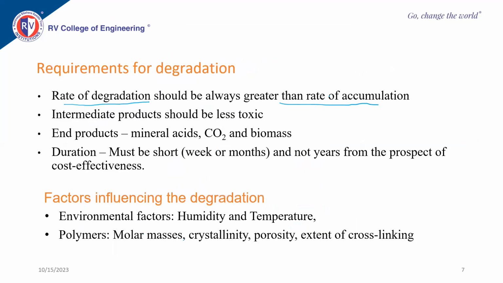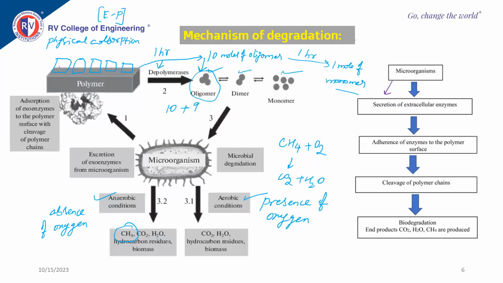So we have to alter the reaction conditions so that even the oligomer completely degrades to monomer on a scale of minutes. At least if it is taking 1 hour here, even in less than half an hour, all the 10 moles of oligomer should be transformed to monomers. Likewise, we have to monitor and alter. Otherwise, the byproducts will be more in concentration than the desired product.